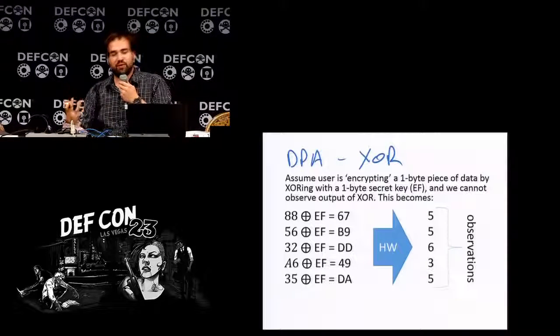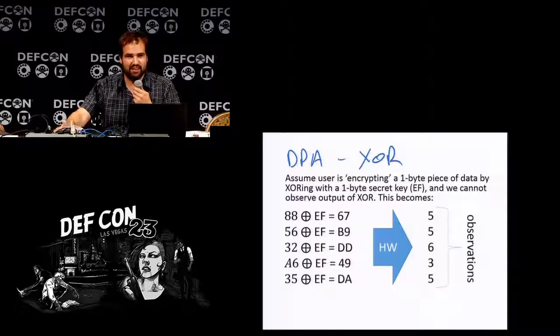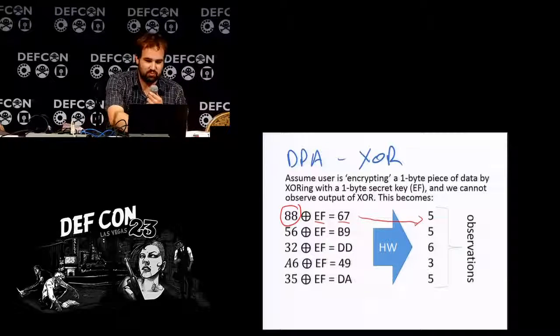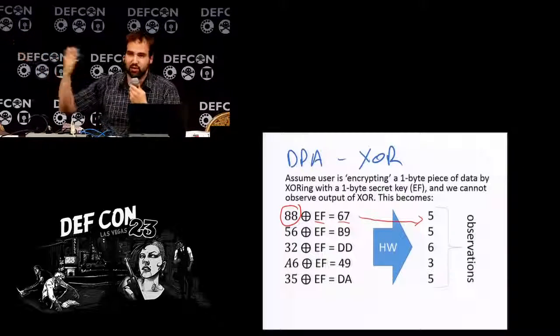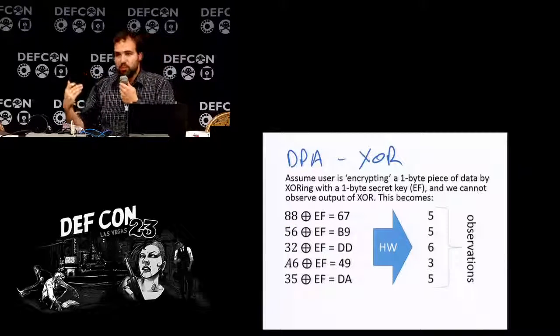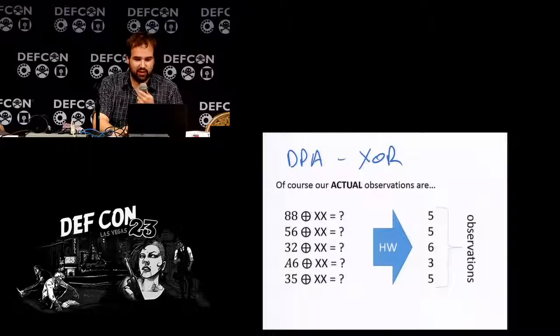So if we're the user and we're encrypting 1 byte of data, I say encrypting, just XORing, we could say, okay, I sent in hex 88. I'm just sending a bunch of random data to the device. If the secret key was hex EF, we'd get out 67, so hex 88 XORed with EF is 67. This has a Hamming weight of 5, so there's 5 ones. If you convert 67 to binary and count the ones, you get the Hamming weight. But remember, we don't know the secret key, we don't know the output. So really what we see is this.